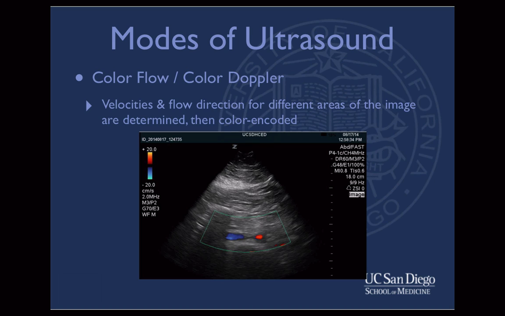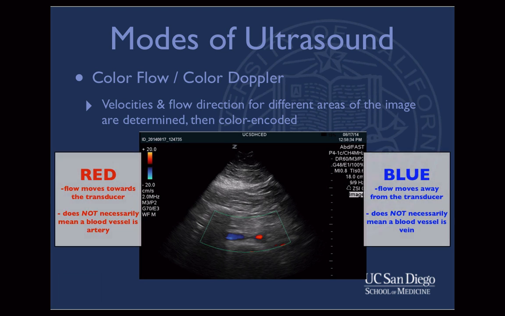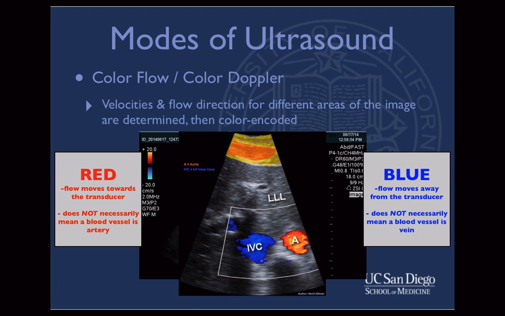Color flow, or color Doppler, is a mode in which ultrasound machines determine the velocity and direction of flow, and then color encode the area of interest using the Doppler effect. The blue and red colors represent whether flow is moving towards or away from the probe. Note that these colors do not represent the nature of the blood vessel.